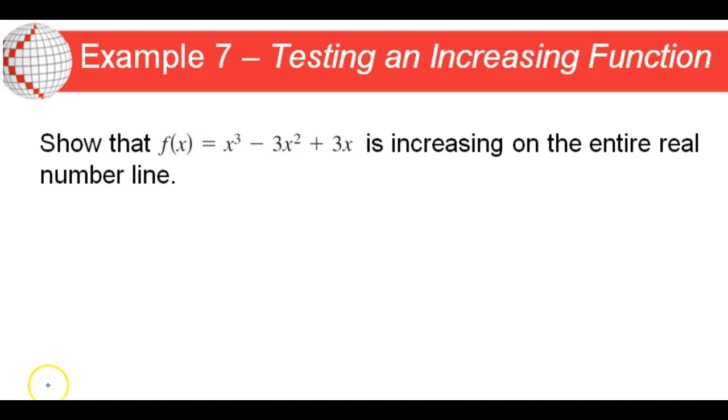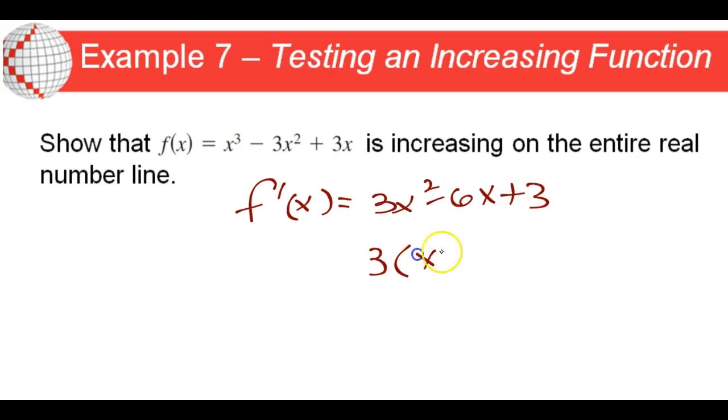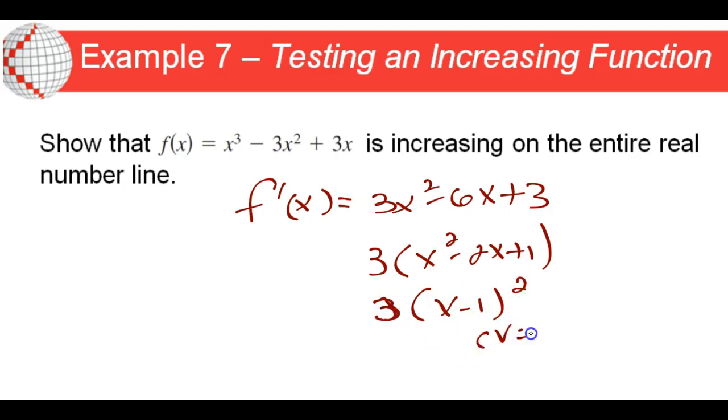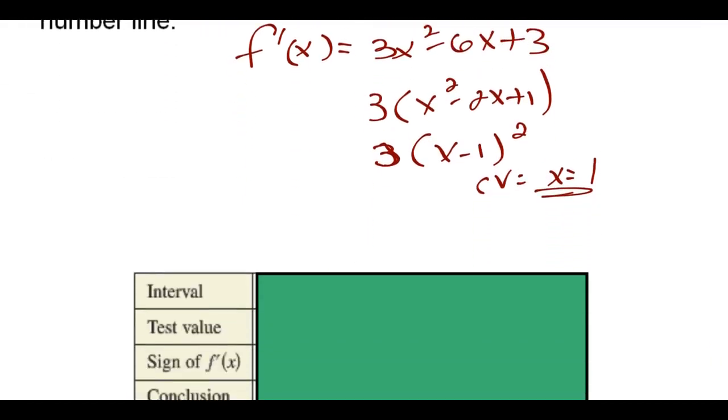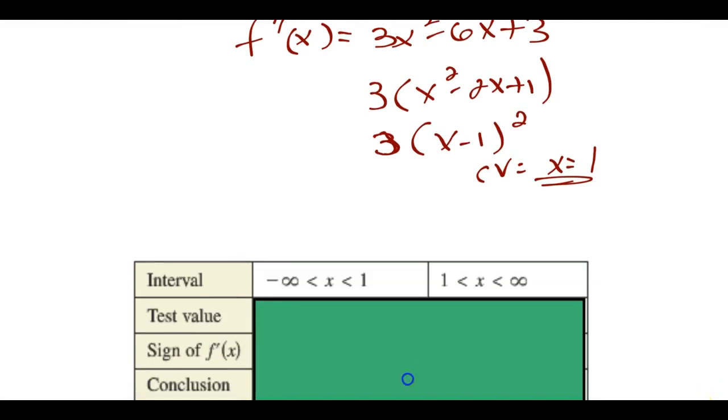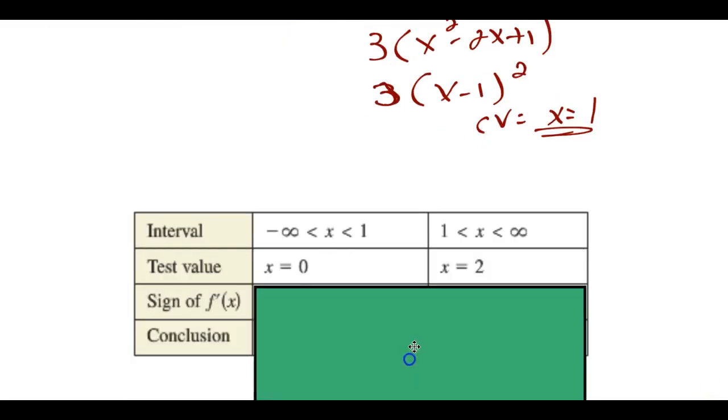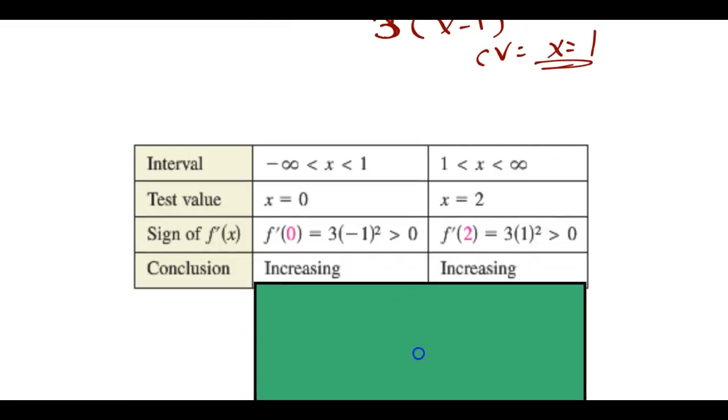Alright, so example number 7. The only reason that this is in here is because I keep telling you you shouldn't just trust that they alternate. So maybe if we quickly find the derivative here, this is 3x squared minus 6x plus 3. We'll pull out a 3, leave me with x squared minus 2x plus 1, and maybe recognize that as x minus 1 quantity squared. And that means my critical value is x equals 1. And if I were to run a quick test and check my intervals, I'm going from -infinity to 1 and then 1 to infinity. I run some test values, find out that they're both increasing.